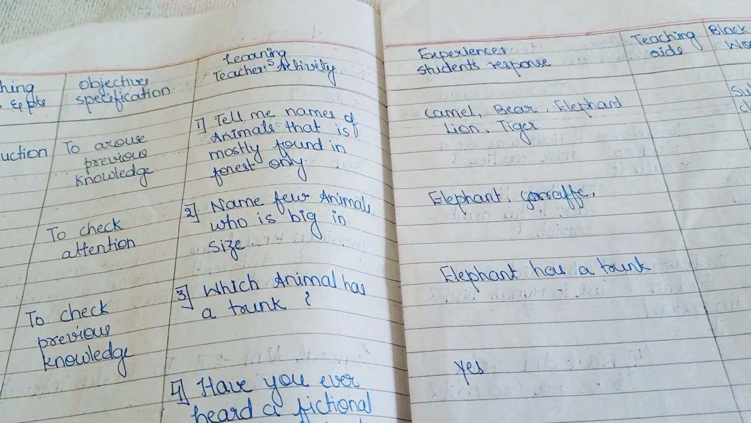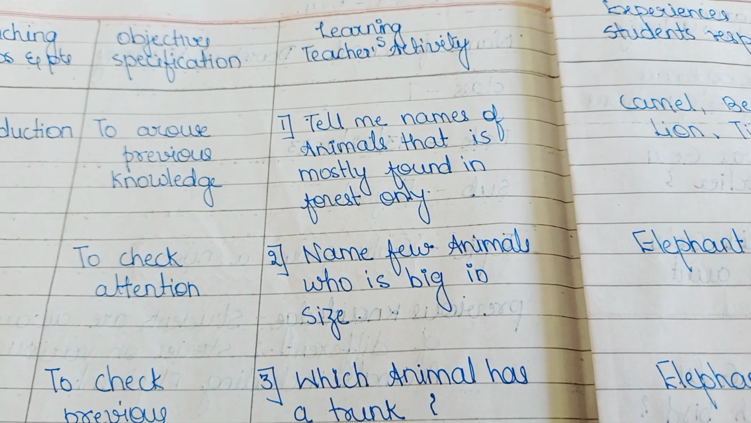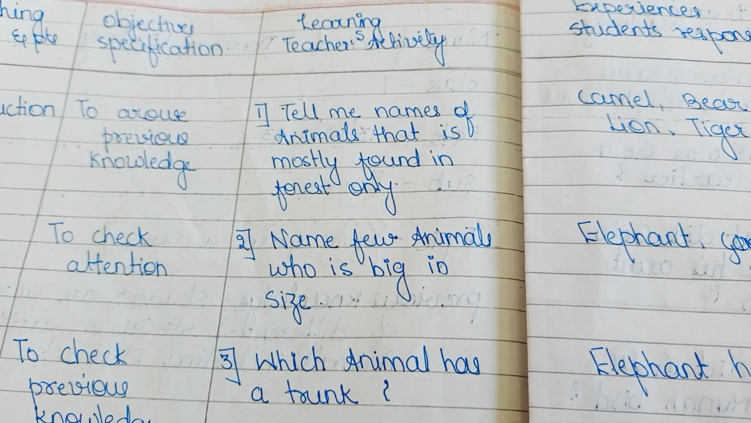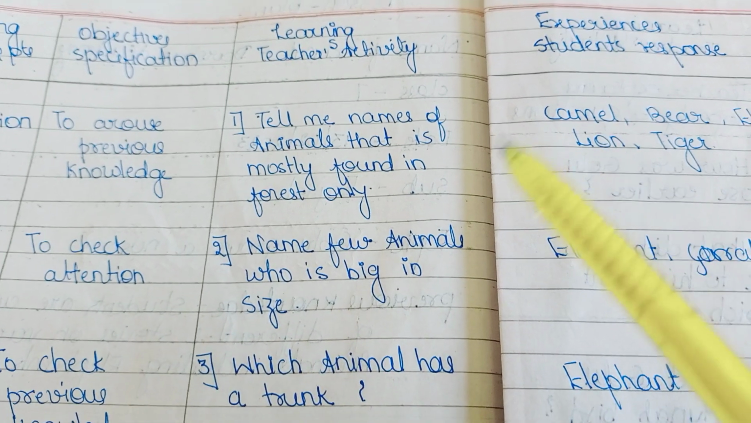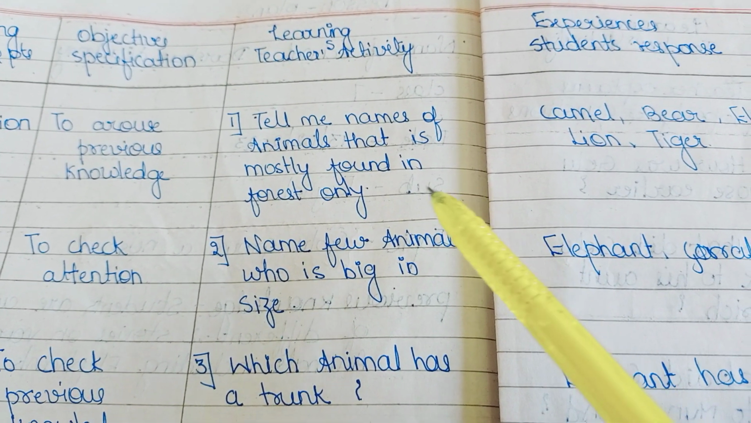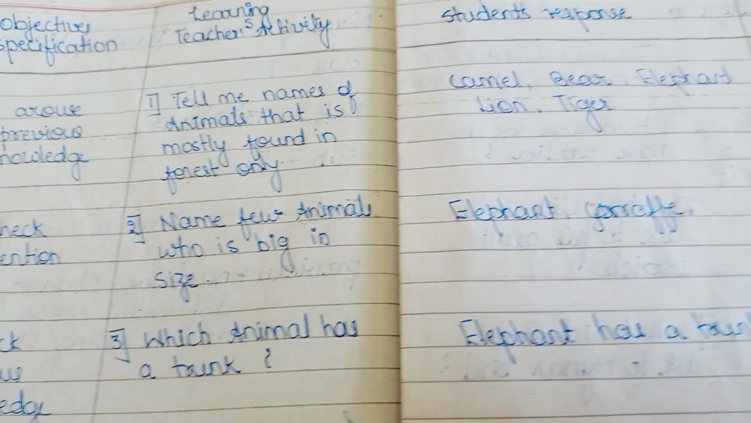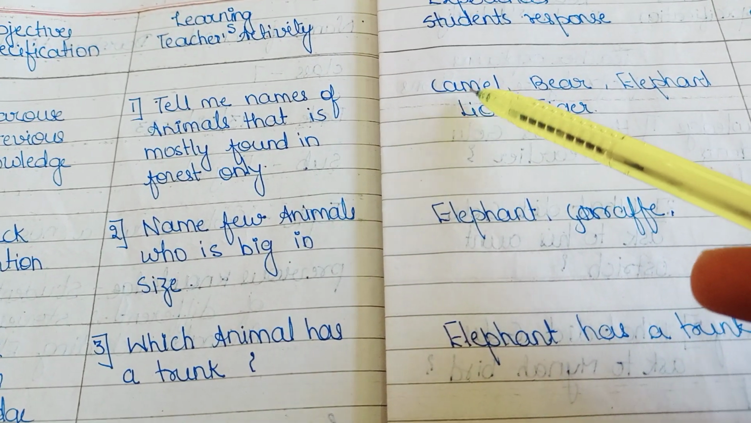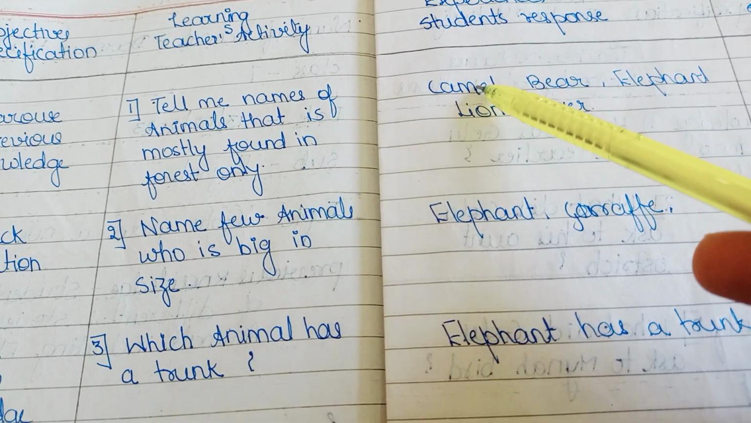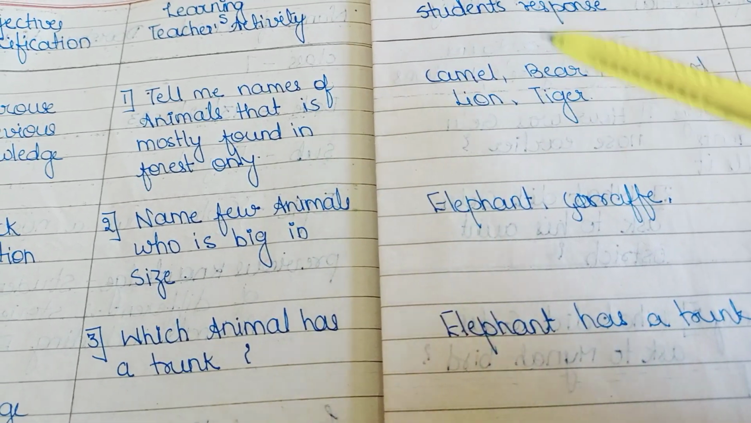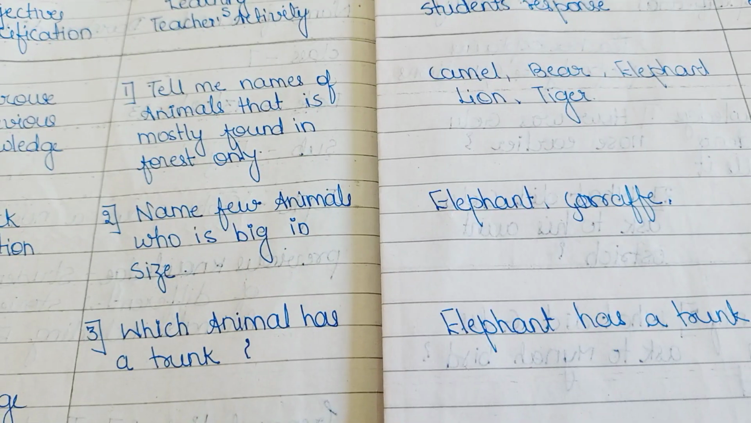Now let's turn the page and let's see the introduction questions. First question we have to ask students would be, tell me names of animals that are mostly found in forest or jungle. Student will answer, yeah, this is giraffe. Okay, so this I have written mistakenly. You can write giraffe, bear, elephant, lion, tiger.